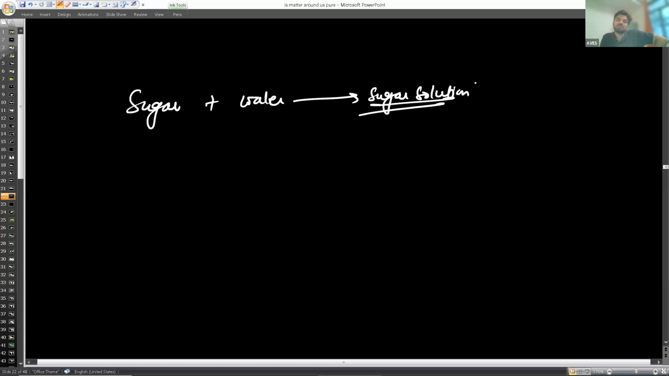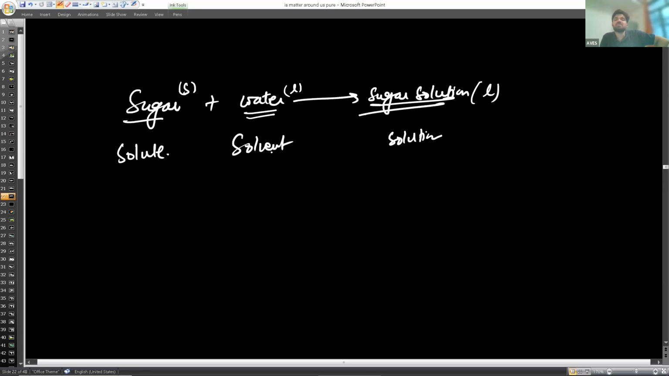Liquid. It would be liquid. And what is the state of water? Solid, liquid, or gas? Liquid. What is the state of sugar? Solid. You check that here the water is in liquid state and the solution is also in liquid state. So the water is the solvent, it will be a solution, and sugar will be the solute. Always keep in mind, a solvent and a solution have the same state.